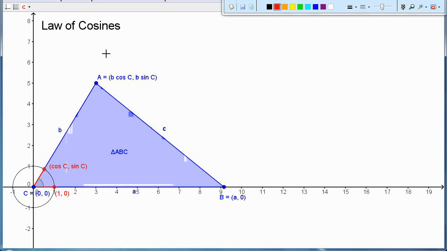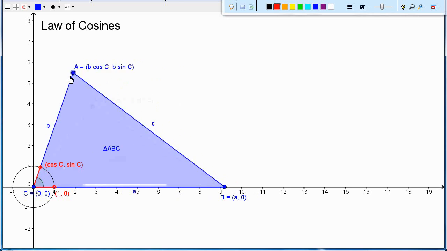In this lesson, we're going to develop the law of cosines using triangle ABC. I'm going to put vertex C at the origin. I'm going to put vertex B somewhere on the x-axis. I can make it any distance I want. I'm going to put vertex A out in the plane, and I can move that anywhere I want.